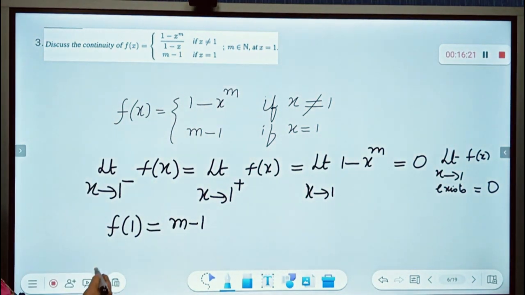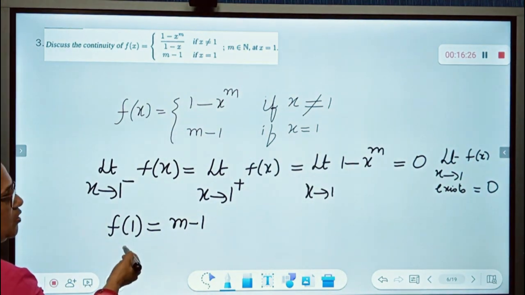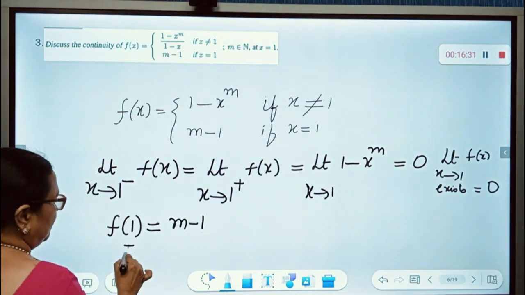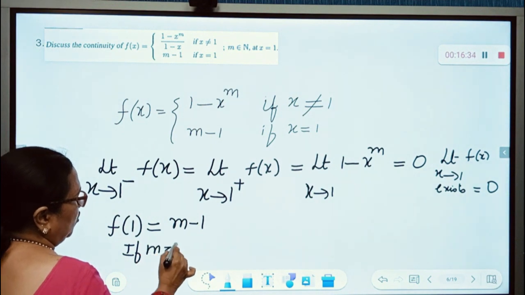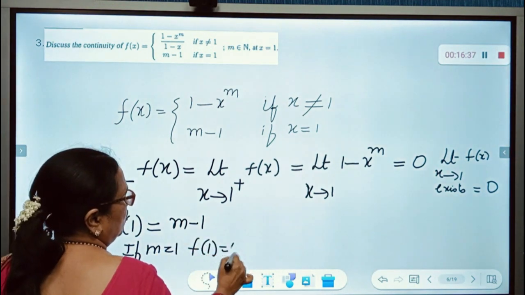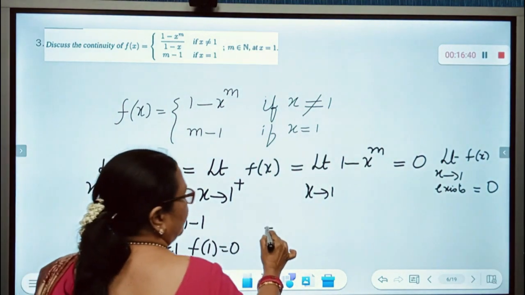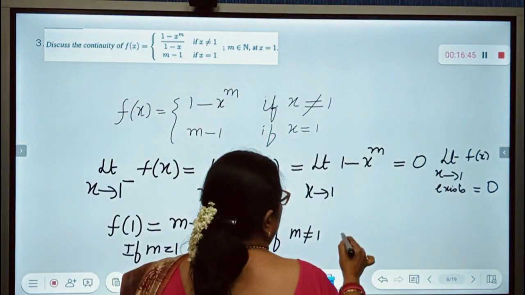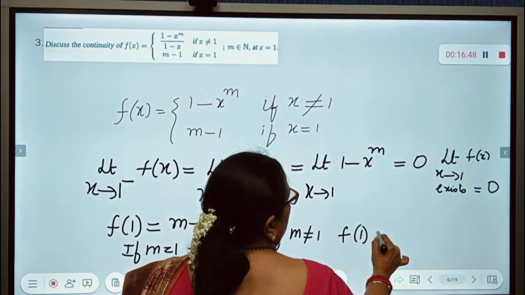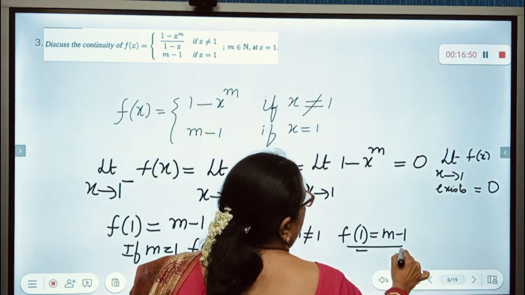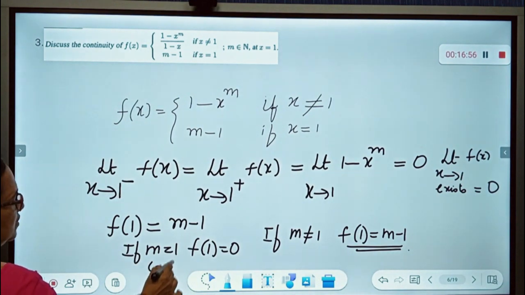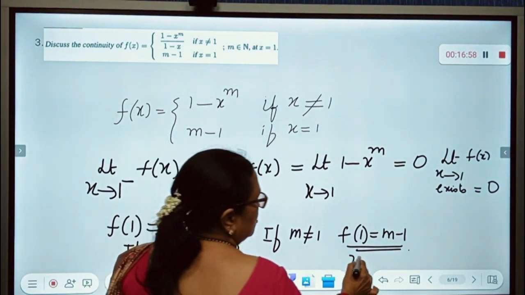Okay. Now, if it were x minus 1, then I can substitute x equal to 1. But it says m minus 1, where m can be any number. So, if m equal to 1, then f of 1 will be 0, in which case it will be continuous. If m is not equal to 1, some other integer, then f of 1 will be m minus 1, in which case it will not be continuous.